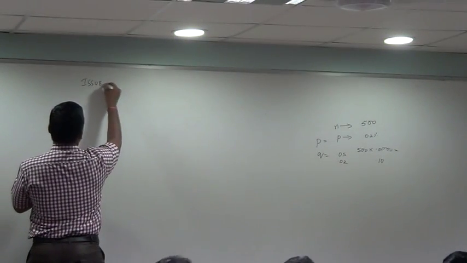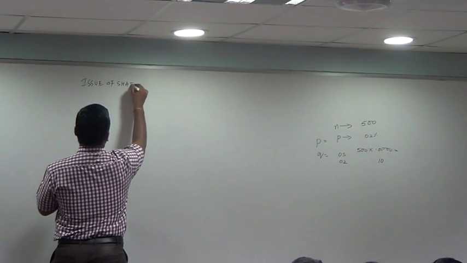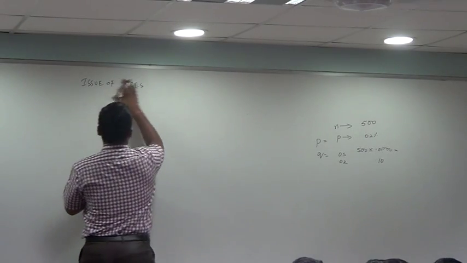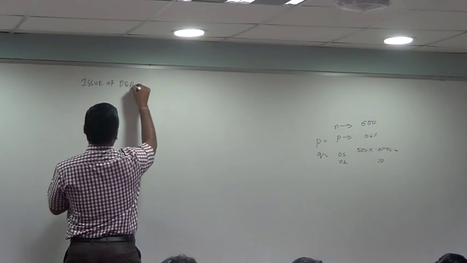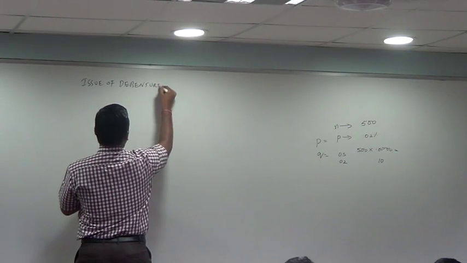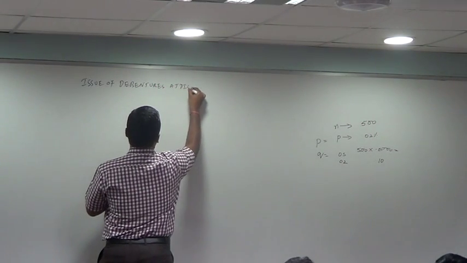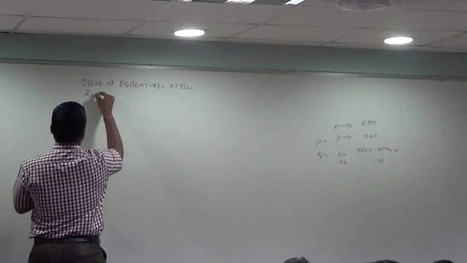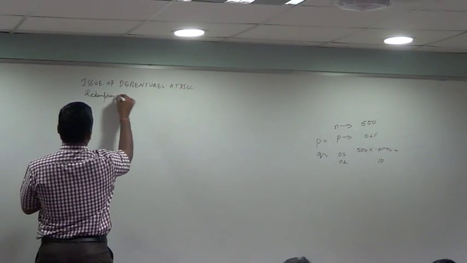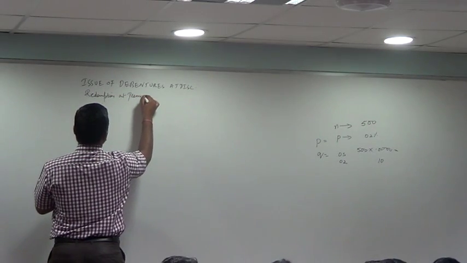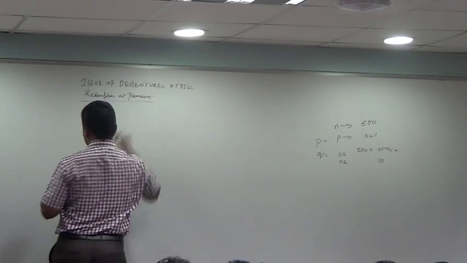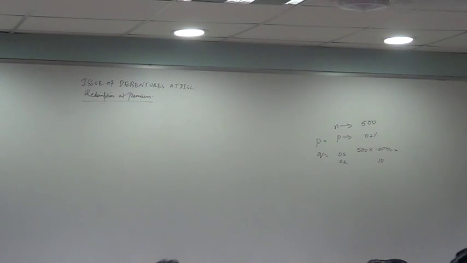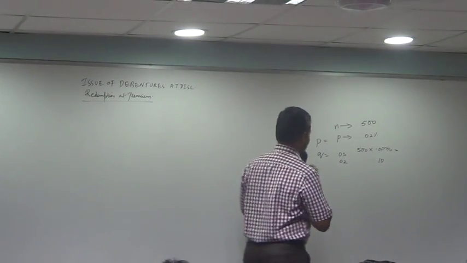Issue of shares at a discount. Sorry, issue of debentures at discount, redemption at premium. Double dhamaka. Issue of debentures at discount, redemption at premium.